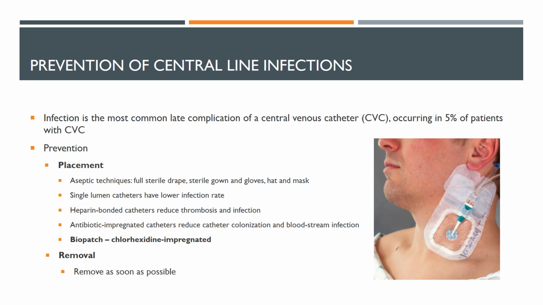So you need a full sterile drape, sterile gown and gloves, hat, and a mask. If you're using the ultrasound, also use an ultrasound probe cover. Single lumen catheters have a lower infection rate. Heparin-bonded catheters reduce thrombosis and infection. You should use antibiotic-impregnated catheters, which can reduce catheter colonization and bloodstream infection. And the BioPatch is important. It's a chlorhexidine-impregnated patch that goes right over the catheter, and you affix the patient with a Tegaderm on top. And then it's also important to remove the central lines as soon as possible. When your patient no longer needs the central line, it should be removed.